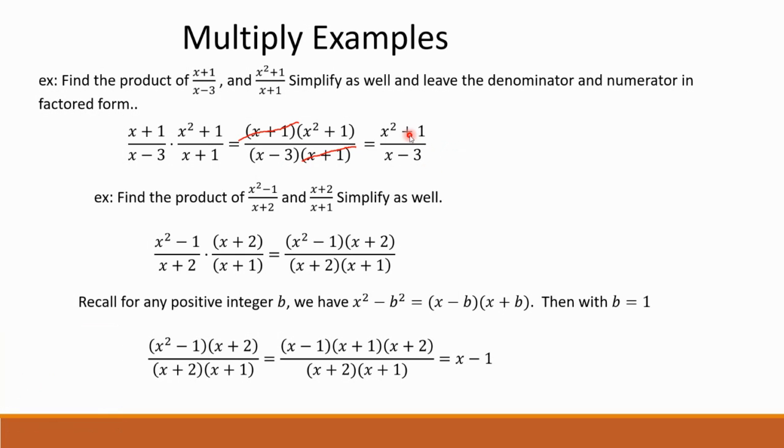And notice we can't simplify anymore, mostly because x minus 3 cannot be factored any further, and x squared plus 1 cannot be either. We actually saw already that if you have x squared plus a positive integer, you can't factor that down any further. So we would stop here.